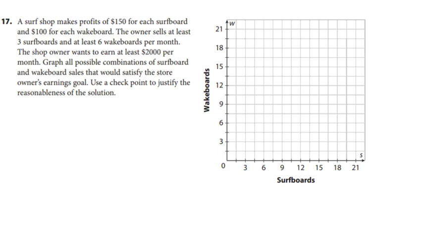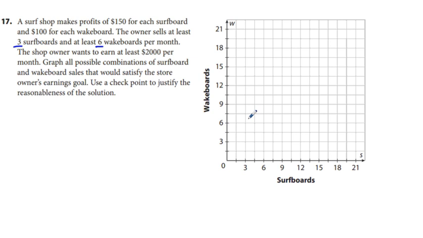Okay, next one, we're going to go to problem 17, which is a real-world problem. We have a surf shop that makes profits of $150 for each surfboard and $100 for each wakeboard. The owner sells at least 3 surfboards and at least 6 wakeboards each month. The shop owner wants to earn at least $2,000 per month. Graph all possible combinations of surfboard and wakeboard sales that would satisfy the store owner's earnings goal. Use a checkpoint to justify the reasonableness of the solution.